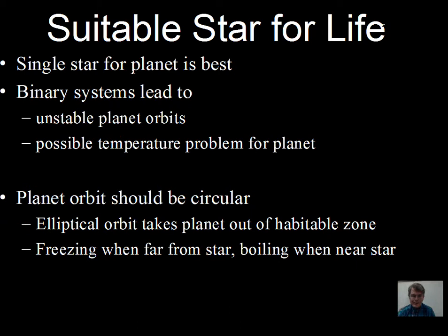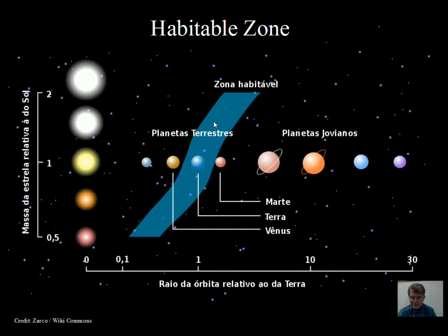The orbit relative to the Earth's orbit, so 1 means this is the Earth's orbit, and we have the terrestrial planets and the Jovian planets laid out here. And then over here, the mass compared to the sun, so 1 solar mass. And there's this strip, the habitable zone strip, and I think it should be a little narrower down here, but that's okay. The situation here is for the more massive stars on the main sequence, they're more luminous, so the planet has to be further away to be in the habitable zone where liquid water would exist.